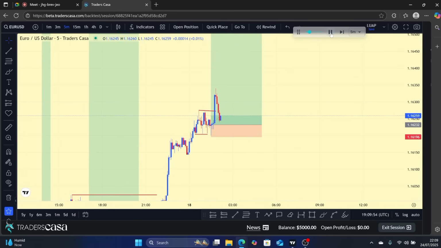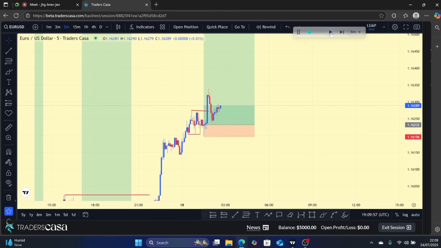All right, so exactly right there. You see this trading range low. In this case, it's our major inducement.